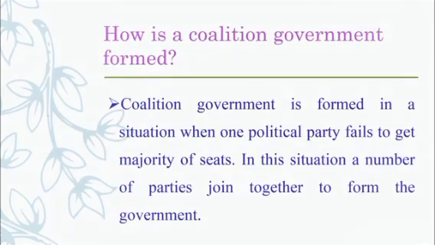Now, let's see as a whole how a coalition government is formed. Coalition government is formed in a situation when one political party fails to get a majority of seats. In this situation, a number of parties join together to form the government.